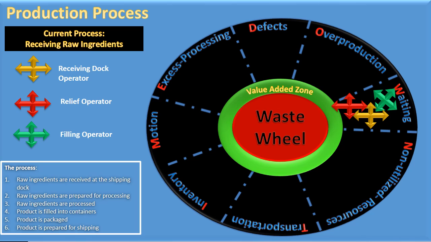1. Raw ingredients are received at the shipping dock. 2. Raw ingredients are prepared for processing. 3. Raw ingredients are processed. 4. Product is filled into containers. 5. Product is packaged. 6. Product is prepared for shipping. The black window on the left displays the current step in the process.